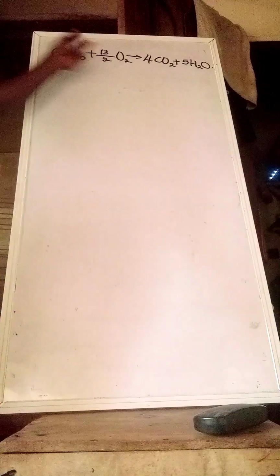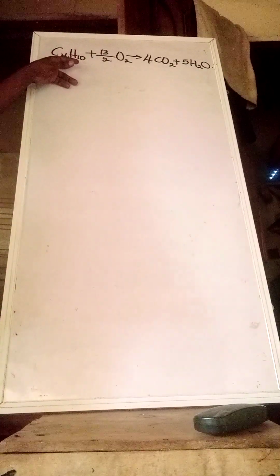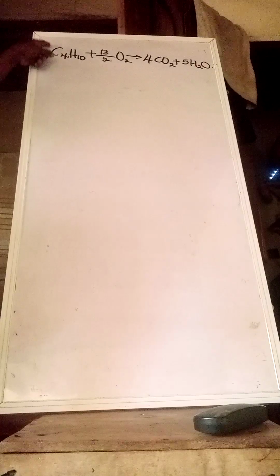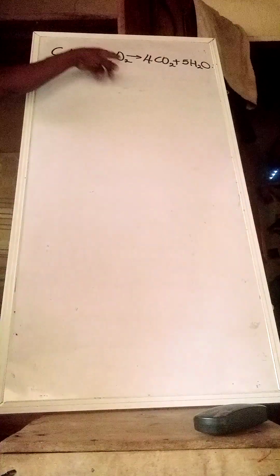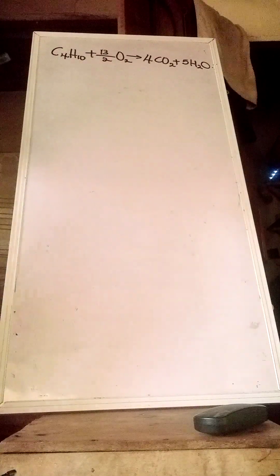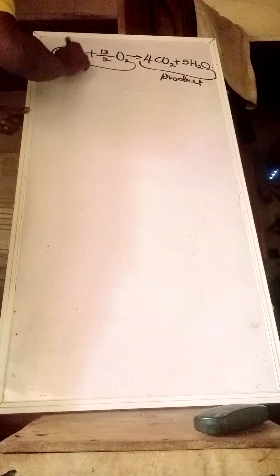According to this reaction, this is the combustion of butane. When butane undergoes combustion, 1 mole of butane undergoes combustion in oxygen. It produces 4 moles of carbon dioxide and 5 moles of gaseous water. Now, this is the product side, and this is the reactant side.